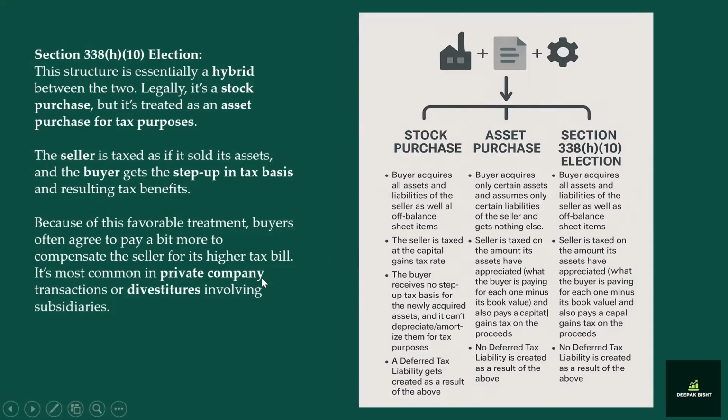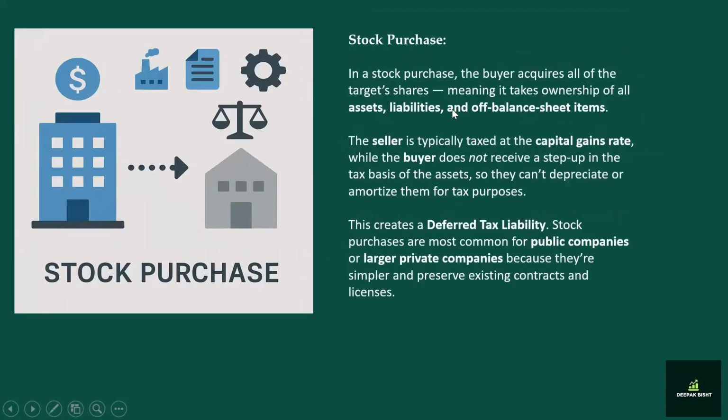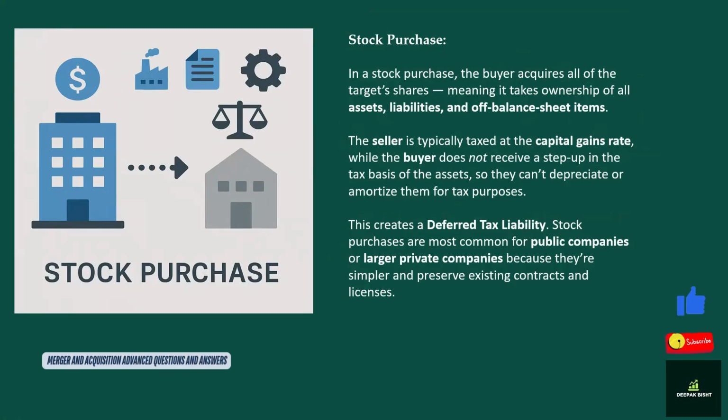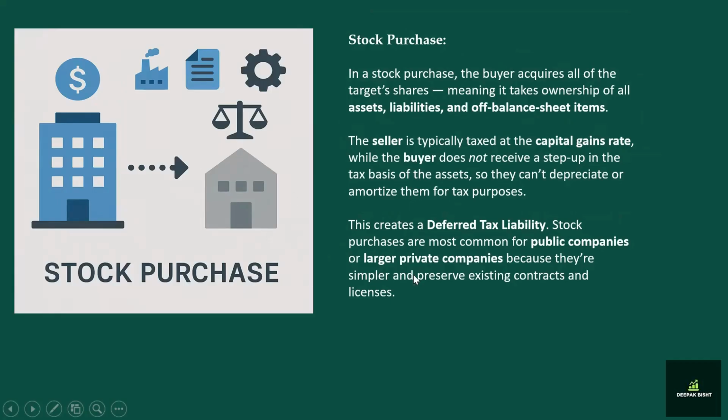So, let's do a quick comparison. In a stock purchase, a company's shares are being bought, and the buyer takes all the liabilities. On the seller's taxation, the seller will pay taxes on the capital gains on the shares, and the buyer doesn't get the tax benefit. Yes, it creates a deferred tax liability, and this is used for public or large companies.